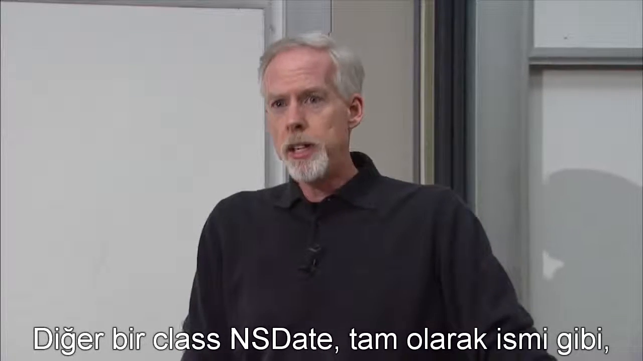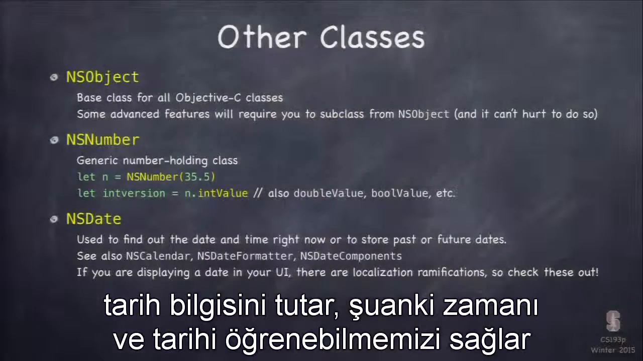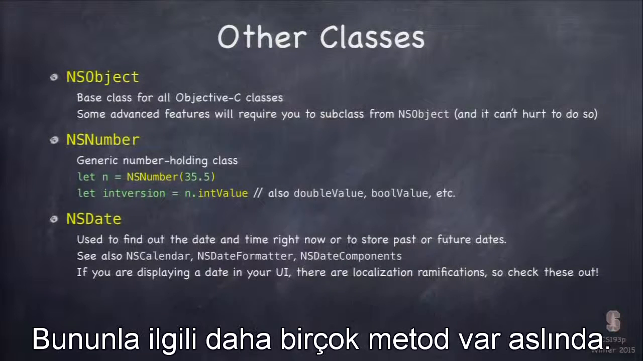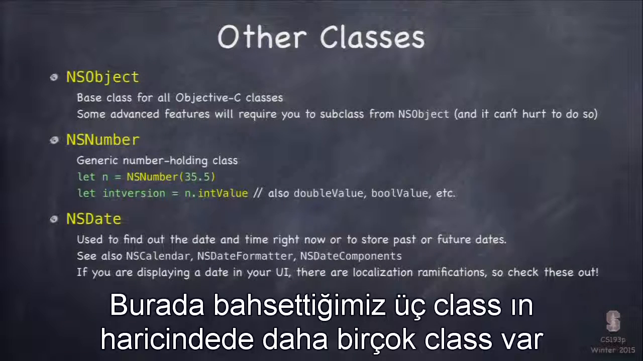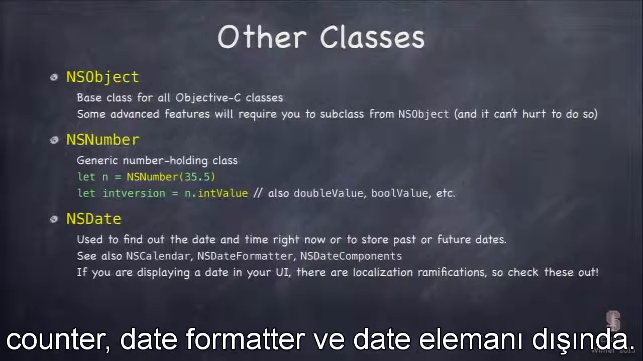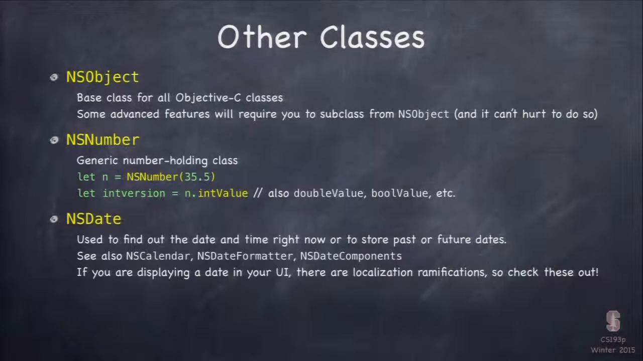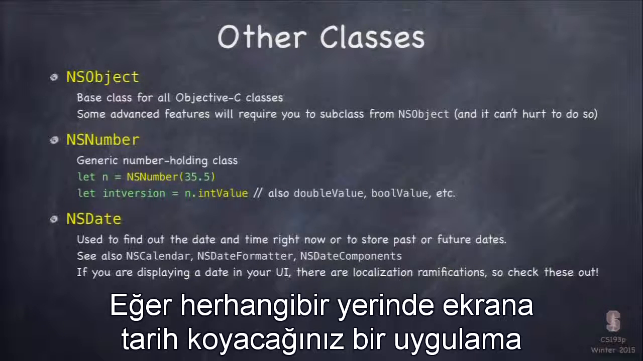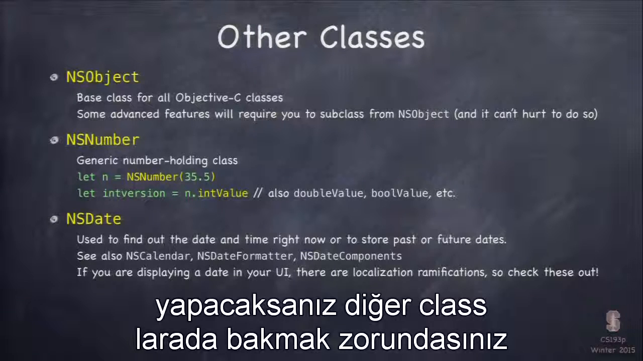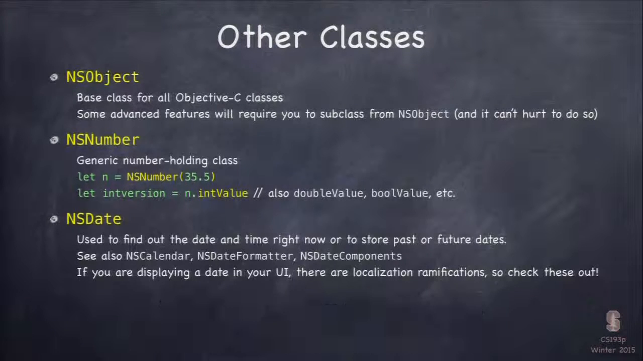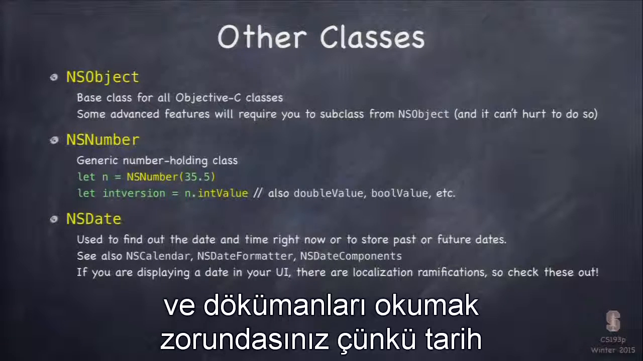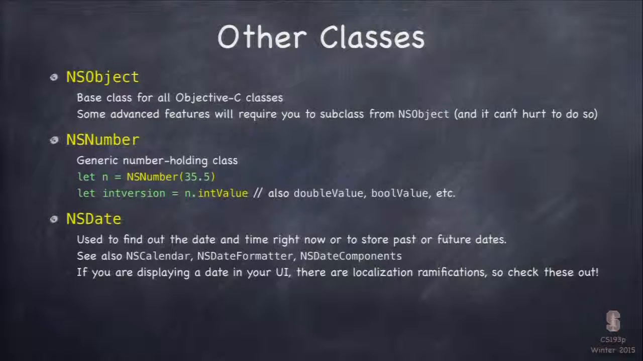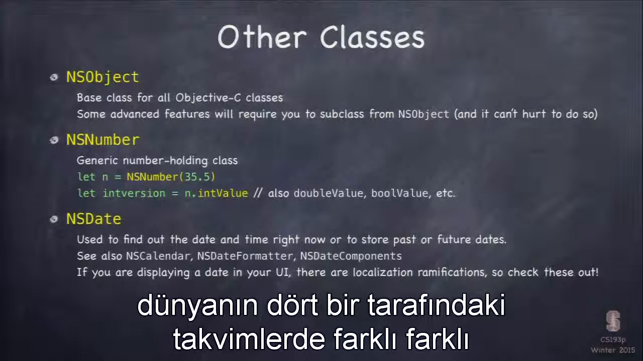Now the class NSDate, exactly what it sounds like, stores a date, lets you get the current date and time too. Pretty self-explanatory, has lots and lots of methods in it. And it has even more methods because there's those three other classes mentioned here: calendar, date formatter, and date components. If you're ever going to put a date on screen as part of your application, you really want to look at all these classes and read the documentation that talks about dates, because dates are displayed very differently around the world.